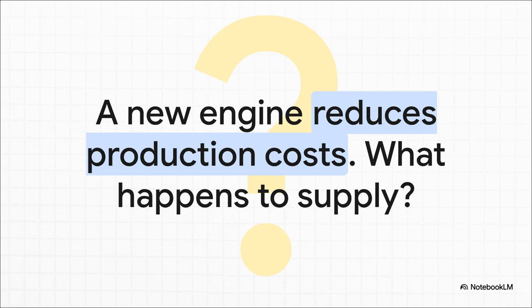Okay, first question. A new engine design makes it cheaper to produce cars. What happens to the supply curve for cars? Next, a bad frost damages the orange crop. What does that do to the supply curve for orange juice? Go ahead and pause to think through your answers.